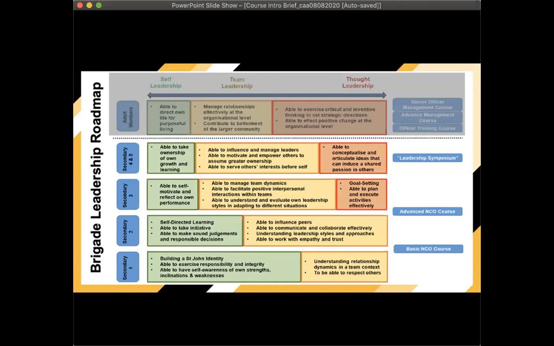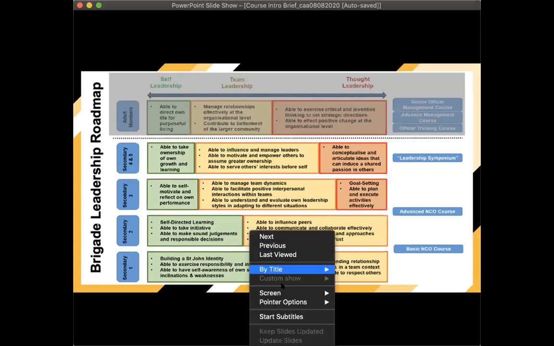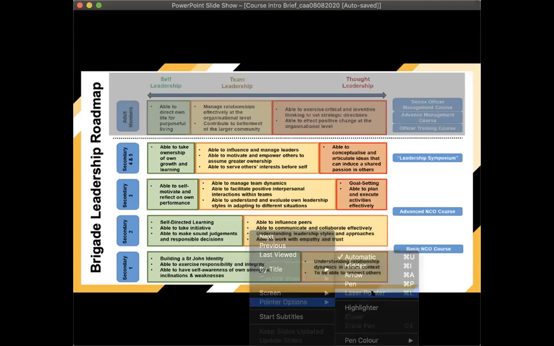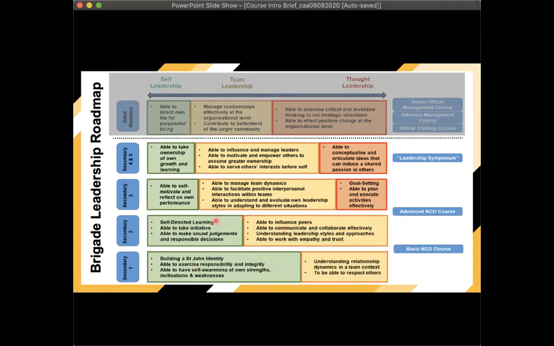At your level now, most of you are Sec 2s with a few Sec 3s joining us. What is expected of you is to fulfill up to this level, where as a Sec 2 you should be able to conduct self-directed learning, take initiative, and make sound judgments. At the same time, you should be positively influencing your peers, communicating and collaborating effectively, and so on. Essentially, at the end of your journey with us in St. John, you should be able to achieve, if not all, then most of the traits highlighted in this roadmap.